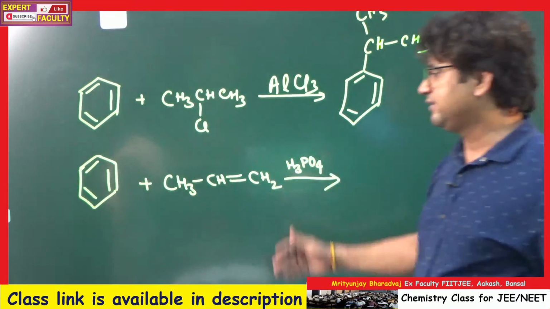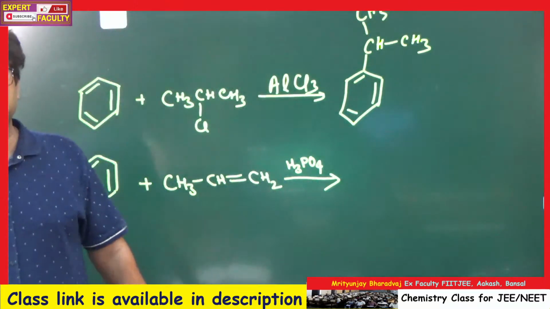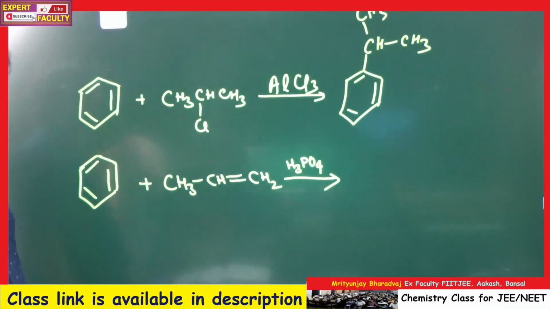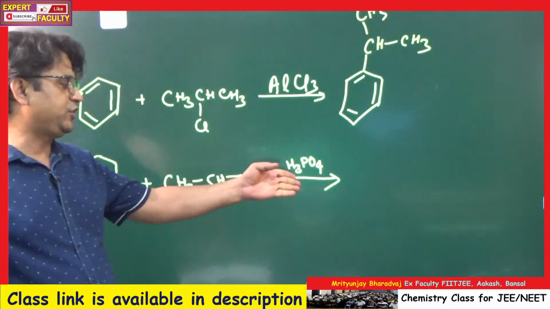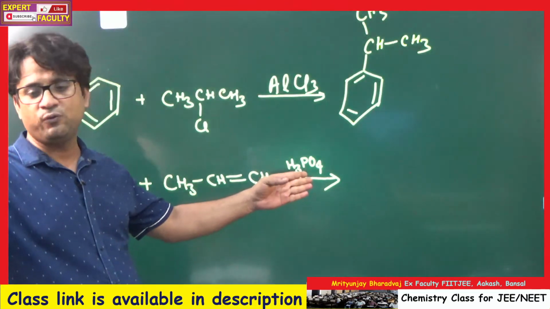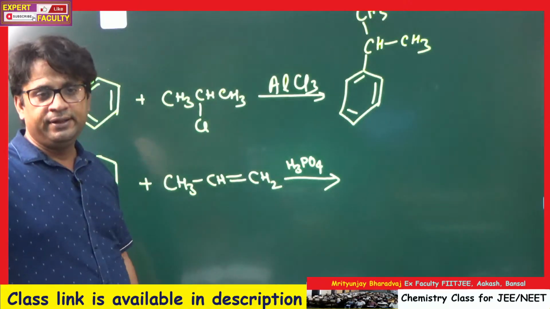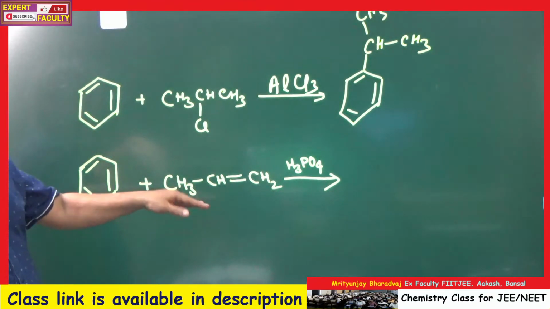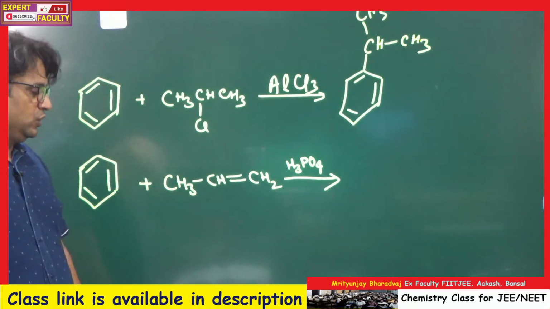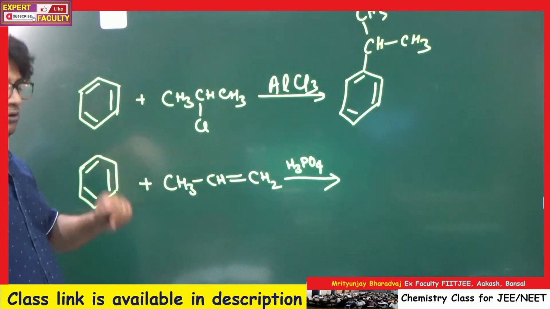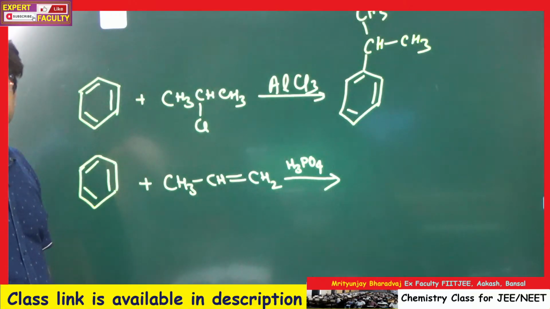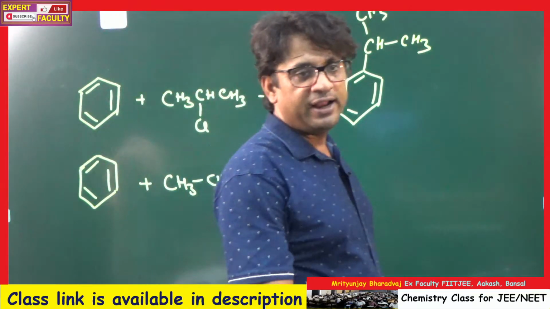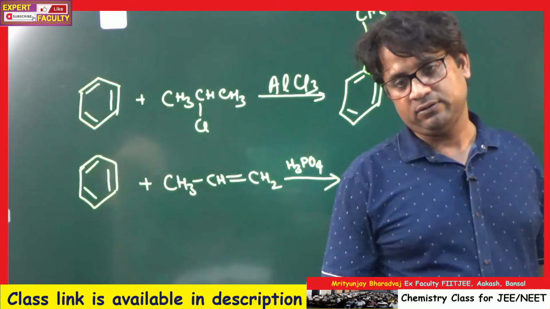Do you like to try the second reaction? So here we have H3PO4. H3PO4 will give H plus. And what will happen to the H plus? We have benzene and alkene. Both are having a pi bond. Which pi bond will be the better site for attack of H plus?